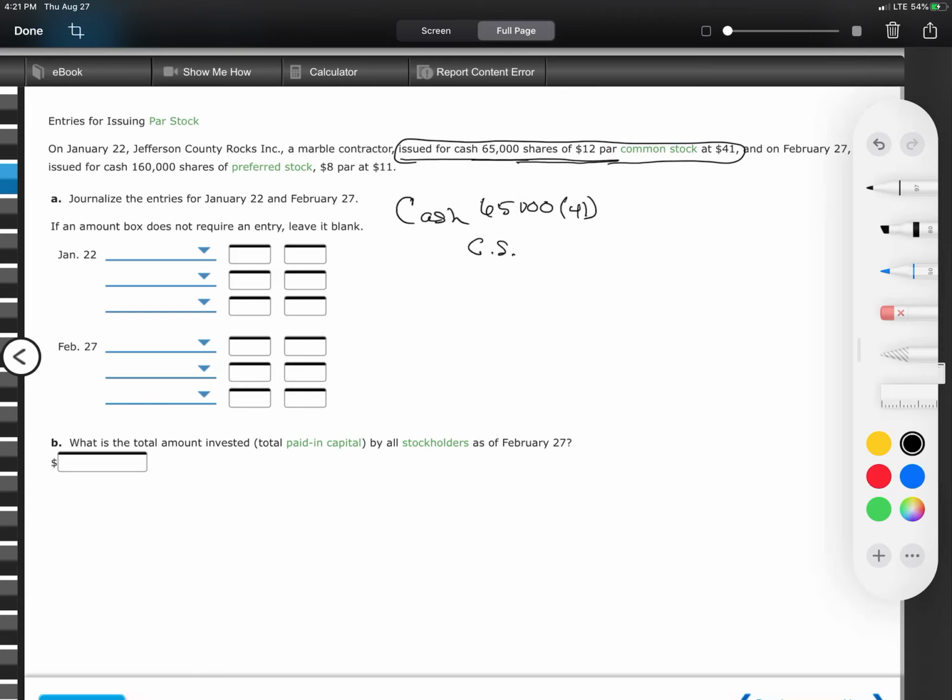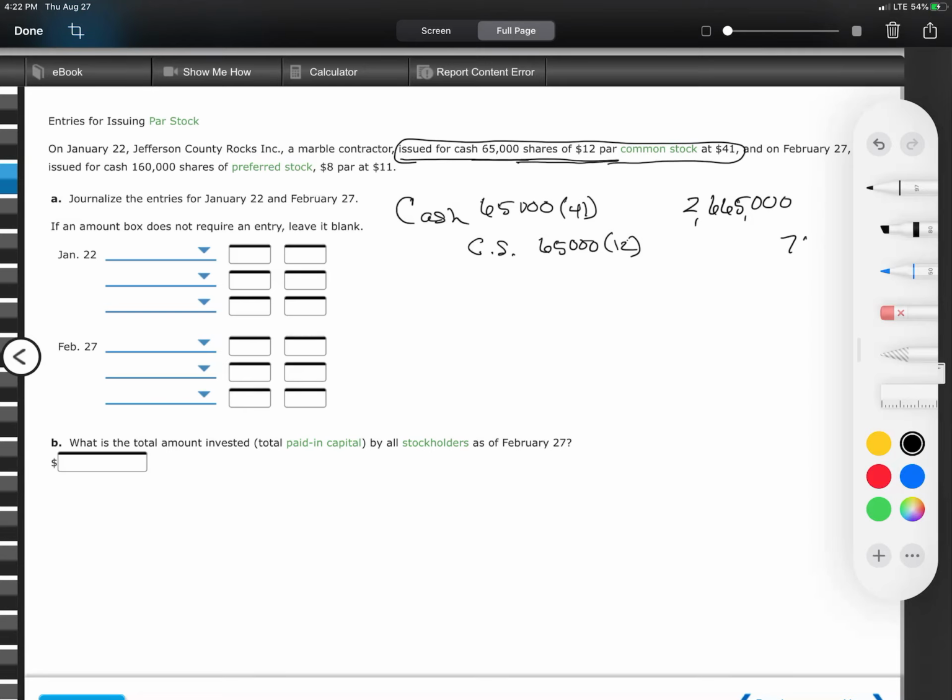So let's see. How many shares? 65,000. And how much did we get? 41. Now, what was printed on these 65,000 shares at 12? That's how you start. So the cash that we received is a big number, 2,665.